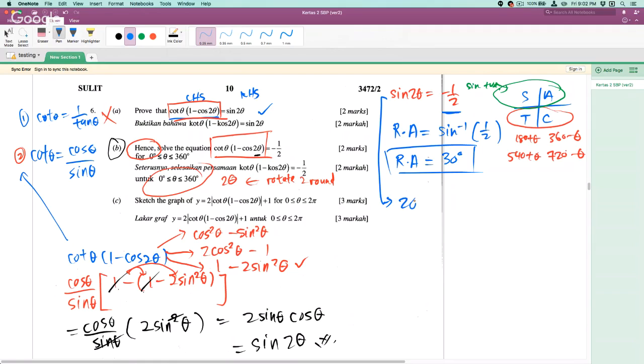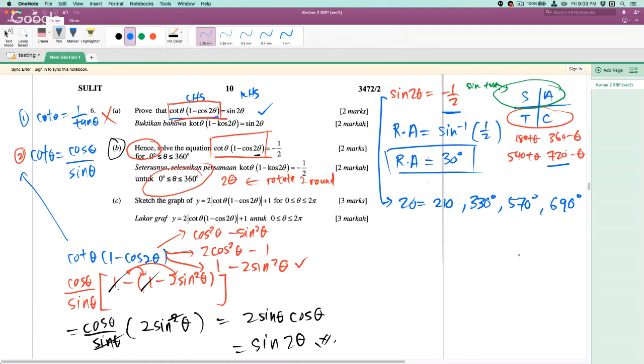Therefore, if I move my 2 theta to the other side, I will get third, right? Third is 180 plus reference angle. So it's 210, 180 plus 30. The second one will be 360 minus 30, 330. The next one will be 540 plus 30, which is 570. And 720 minus 30 will be 690.